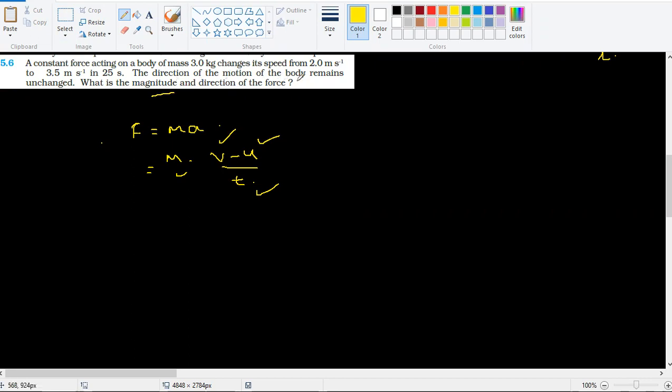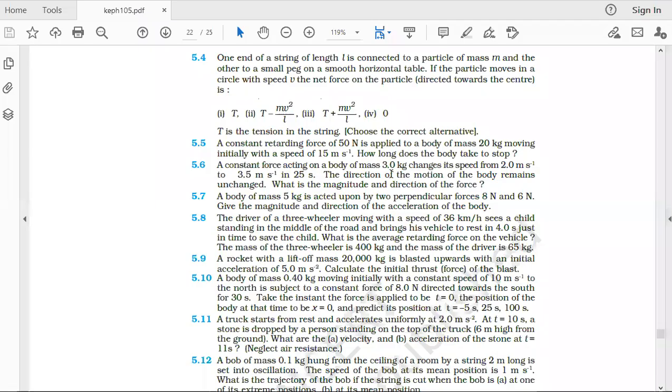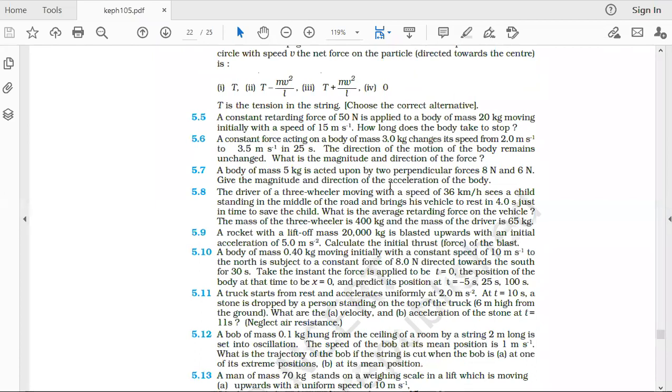Direction, they said the direction of motion did not change. Since the direction did not change, what do you think? The force acts in the direction of motion of the body. So the direction should be in the direction of the motion of the object. That's all. Okay, very simple, nothing very difficult there. So the formula will be F is equal to m into (v minus u) by t.